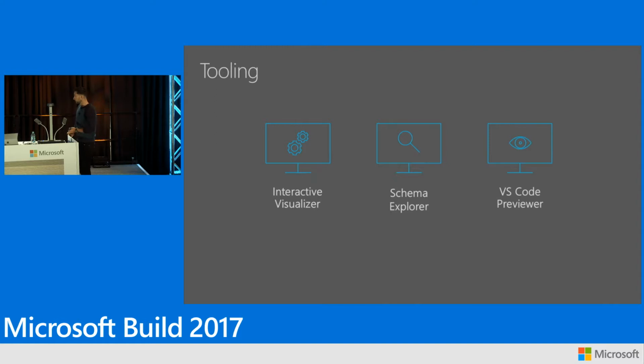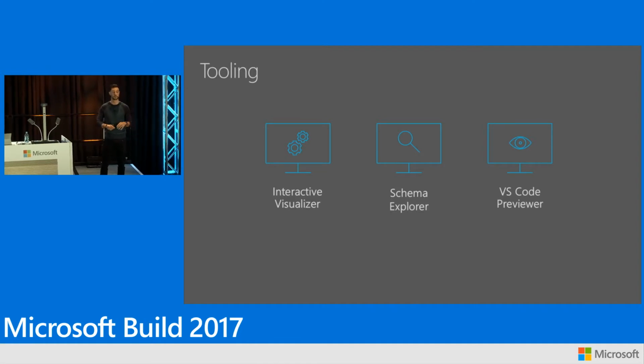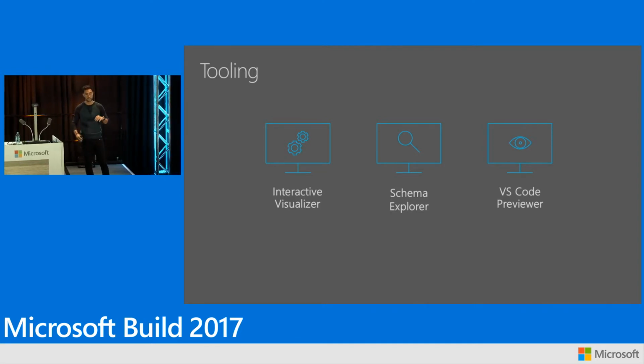So the tooling, now I'm realizing I forgot one other demo too. So I showed you our interactive visualizer, and I showed you our Schema Explorer. The visualizer is just that tool where you can type in any JSON you want and preview it. The Schema Explorer helps you walk through and click, try it yourself.